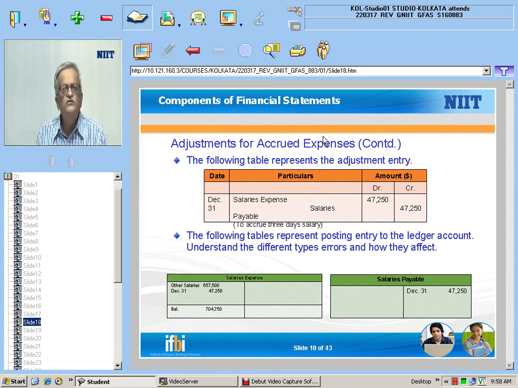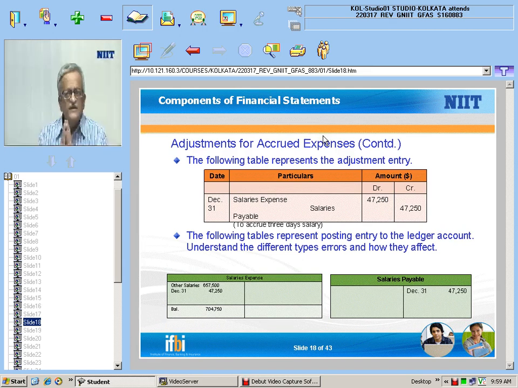Since 31st of December is the closing date, I will debit salary expenditure, credit salary payable account. Salary payable account is a liability account. So the balance in the salary payable account is 47,250. On the 2nd of January, Friday, when the salary is due to be paid to the employee, at that time the salary payable account will be debited for 47,250 and expenditure will be debited for the rest of the amount and the amount will be paid.